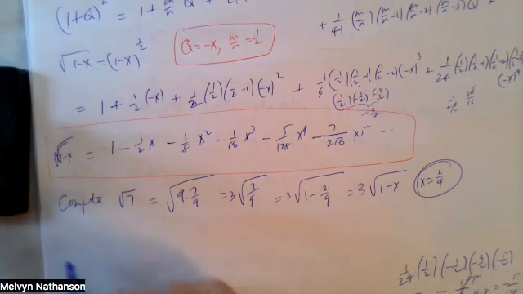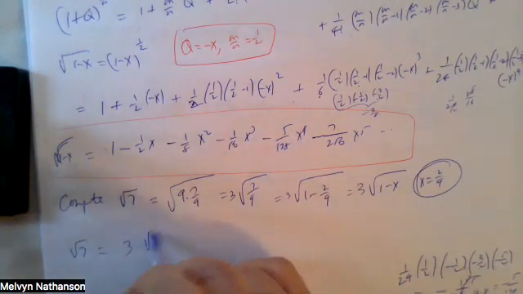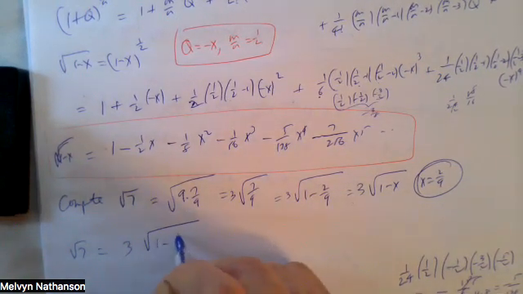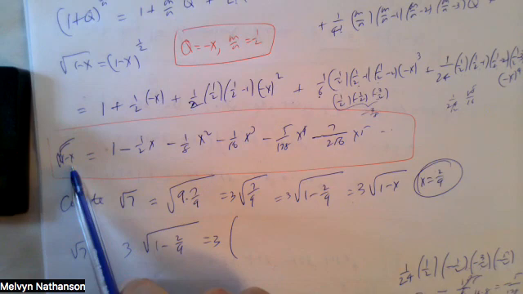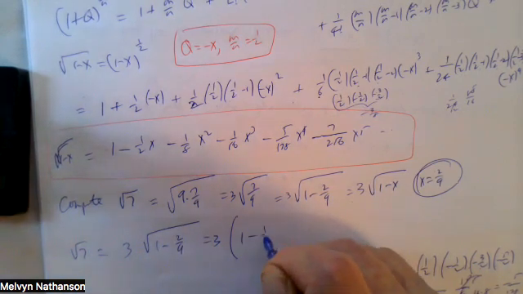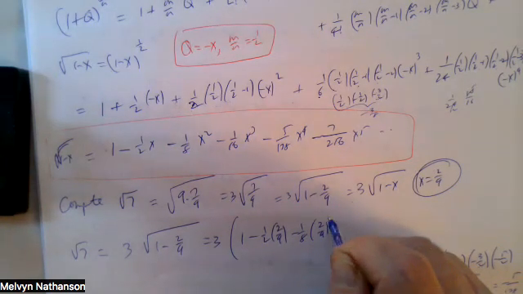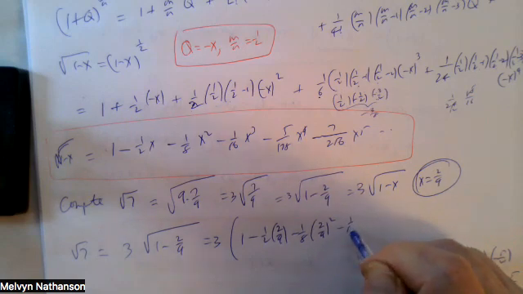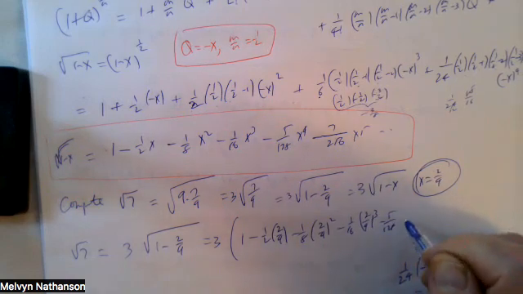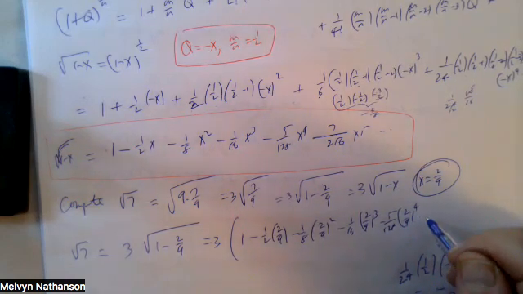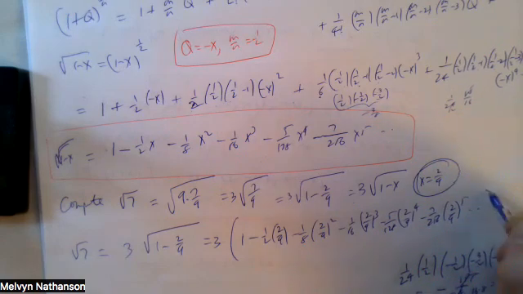So square root of 7 is 3 times the square root of 1 minus 2 over 9. That's 3 times what? If I put 2 over 9 in for x, I get 1 minus 1/2 times 2 over 9 minus 1/8 times 2 over 9 squared minus 1/16, 2 over 9 cubed minus 5 over 128, 2 over 9 to the 4th minus 7 over 256, 2 over 9 to the 5th, and so on.